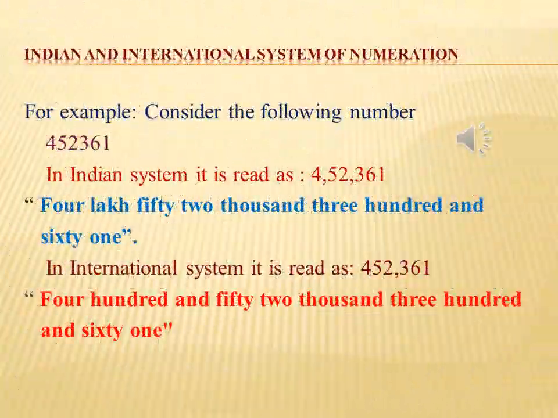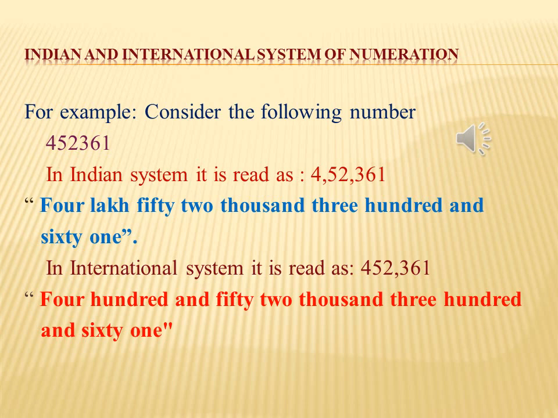Dear children, look at the following example. Consider the number 452361. Let us see how to write it in Indian system. First, we will separate the number using commas. The first period has 3 digits, so we'll put a comma after 3 digits, 361.